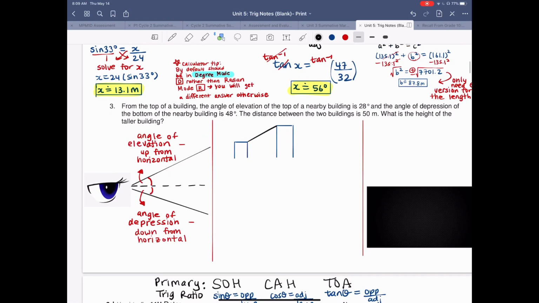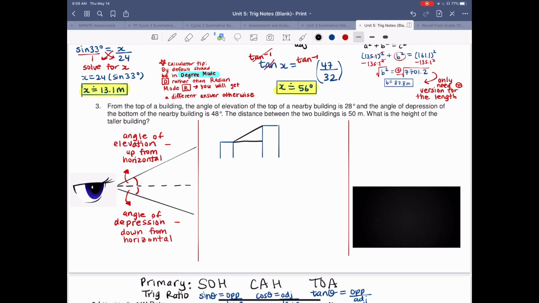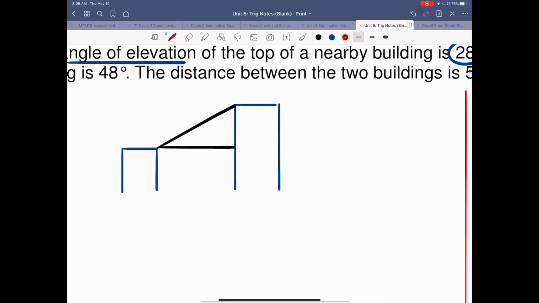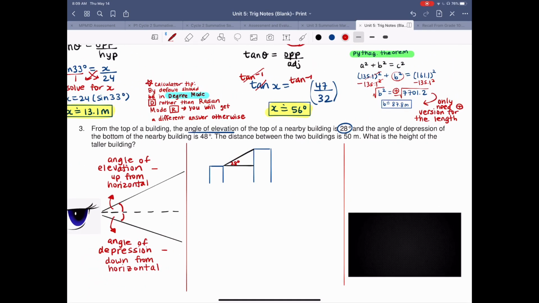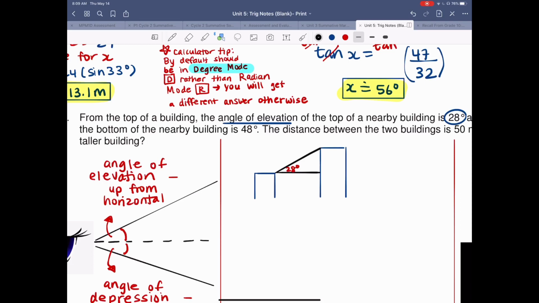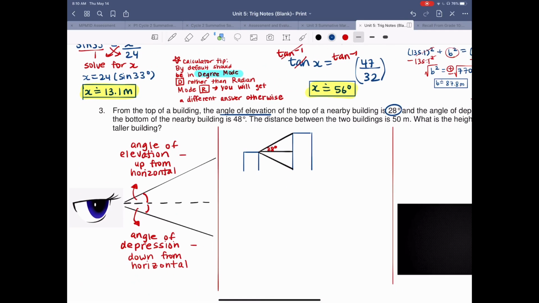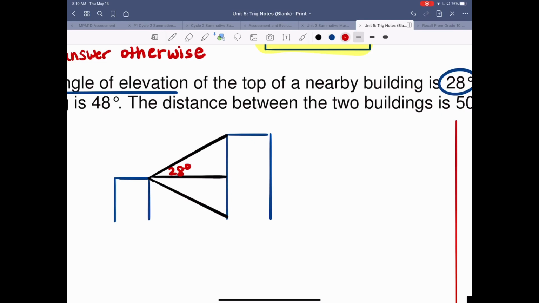And so remember, I'm talking about angle of elevation, so I'm going to draw a horizontal line to also represent that as well. I'm going to write in that this is 28 degrees, and that is represented by angle of elevation. Meanwhile, it says the angle of depression of the bottom of the nearby building is 48 degrees. The way you're going to draw that, from the shorter building to the taller building, you're going to look down to the bottom of the building, and that's what the angle of depression is. And so you get 48 degrees for this angle.